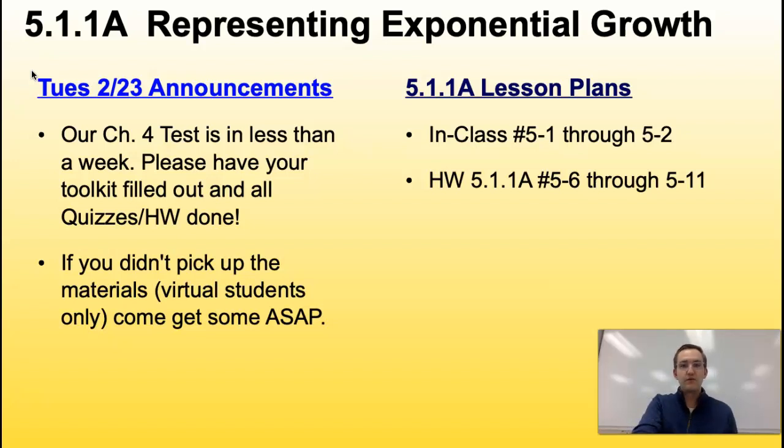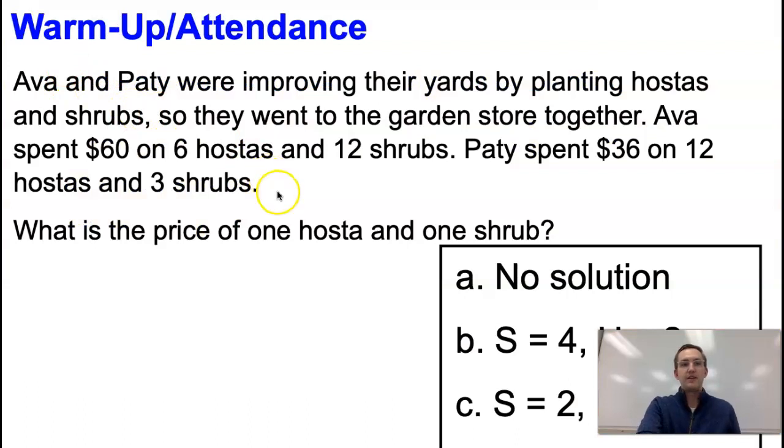warm-up problem, a little review for Chapter 4. So Ava and Patty were improving their yards by planting hostas and shrubs. So they went to the garden store together. Ava spent $60 on 6 hostas and 12 shrubs. Patty spent $36 on 12 hostas and 3 shrubs. What is the price of 1 hosta and 1 shrub?